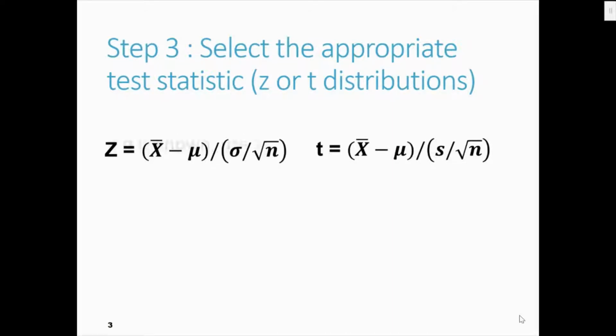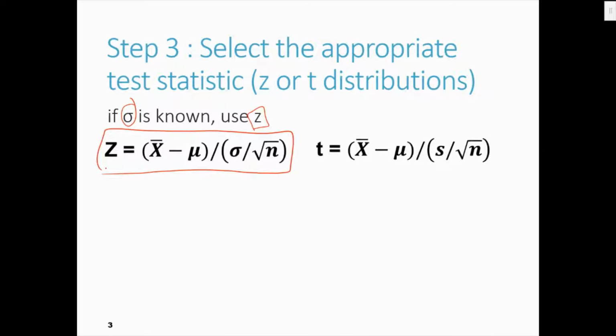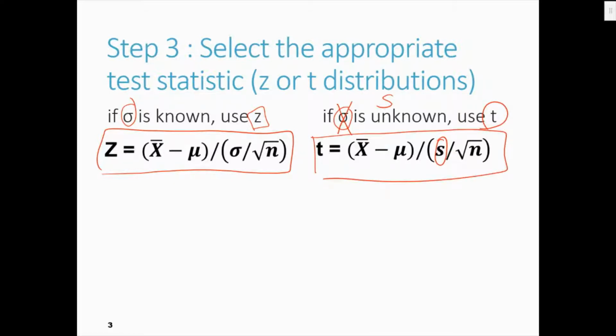The main question is, do you have the standard deviation of your population, sigma? If the answer is yes, then you use the Z table and you calculate the test statistic using this formula for Z. If you do not have the standard deviation for the population, that means you have the standard deviation of a sample, then you will use T, and this is the formula for the test statistic. So from step 3, you need to know which distribution you are using. Are you using Z or are you using T?